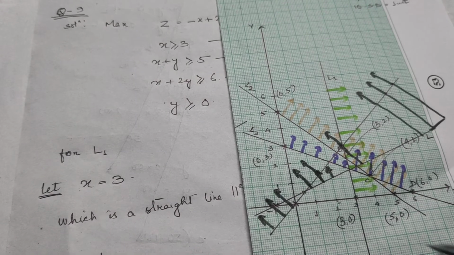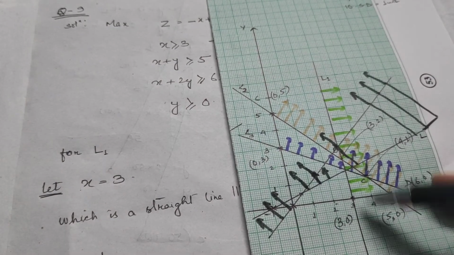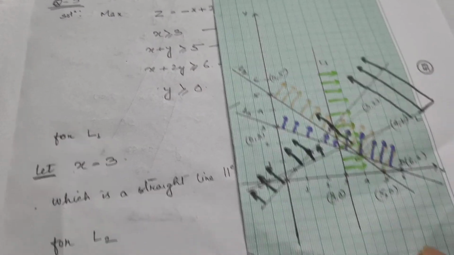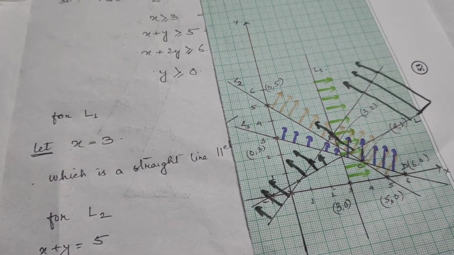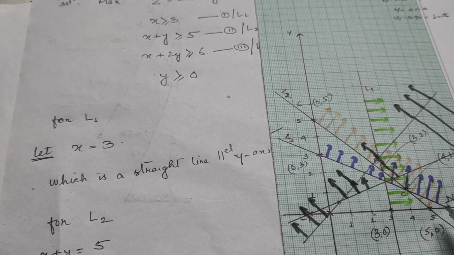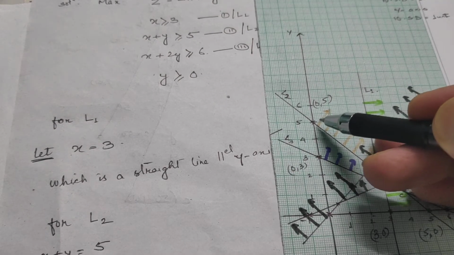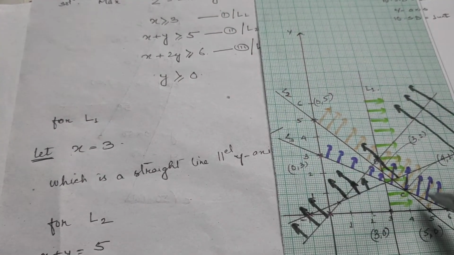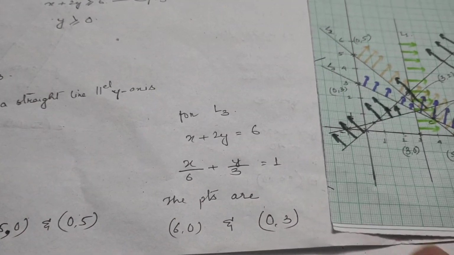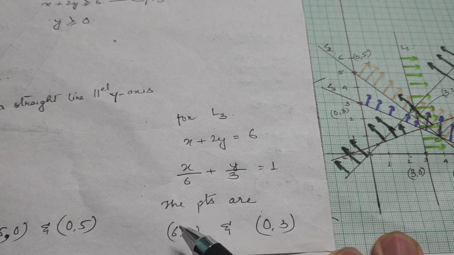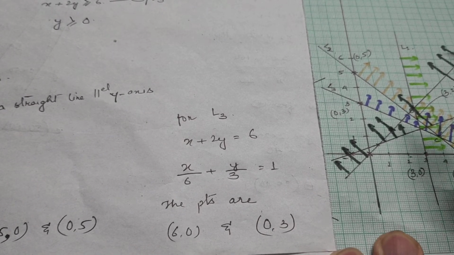So x equals to 3 is a straight line. You can see this is a straight line, x equals to 3. For the second line I have written line 1 here. For the second, see the points are 5, 0 and 0, 5. I have joined this, so this is my line 2. And then line 3, you can see 6, 0 here, and then 0, 3.